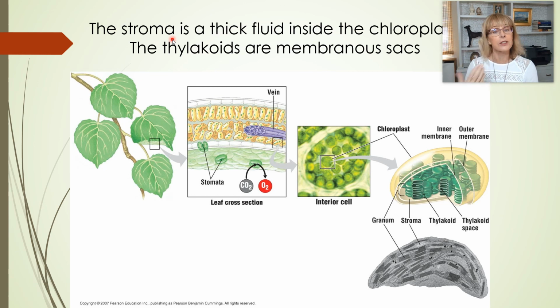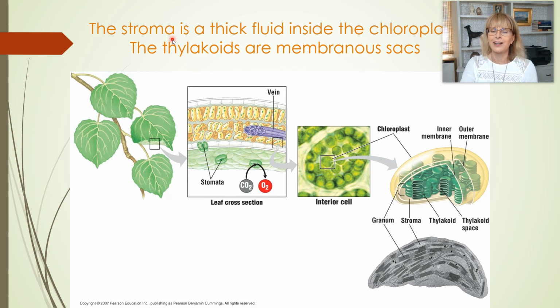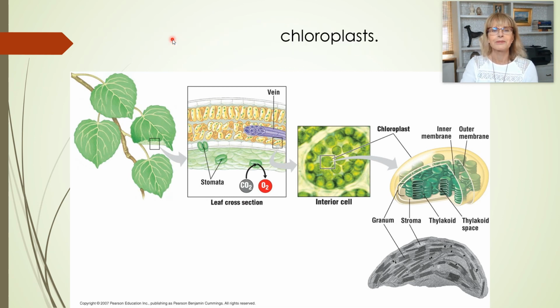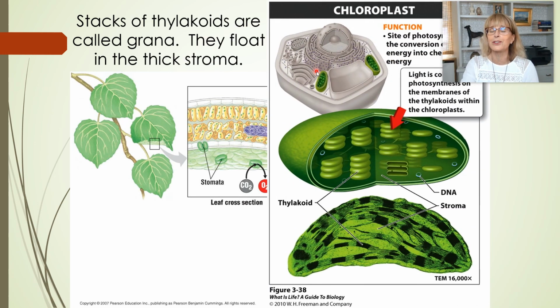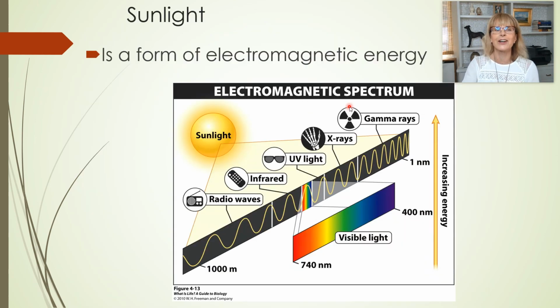We will learn that some of these biochemical reactions happen in the stroma and some happen inside of the thylakoid. So make sure you know thylakoids, grana, stroma. Stacks of thylakoids are called grana and they float in the stroma. More pictures, okay? Chloroplasts, good deal. We will start here at the beginning of the next video.